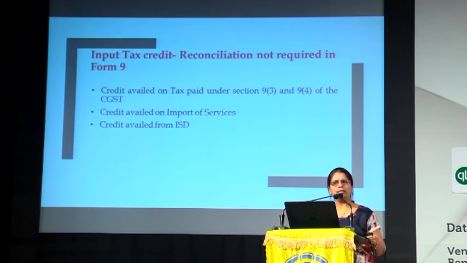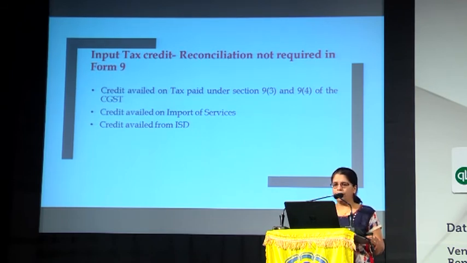I don't want any reconciliation on your tax credit on your import of services. I am not looking for any reconciliation of ISD credit. It means what? Other than this, if there is any other credit, that will be reconciled with your 2A. For this, they said that anyway, it is not going to get reconciled. So this reconciliation, we are not eager to look at as of now. So this will not be filled in your table as 8.